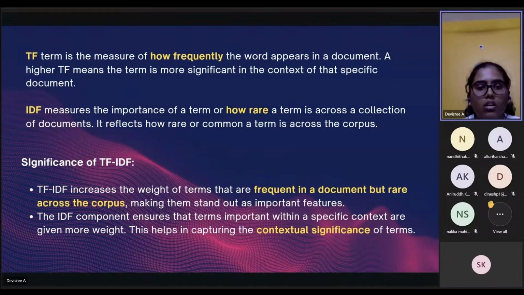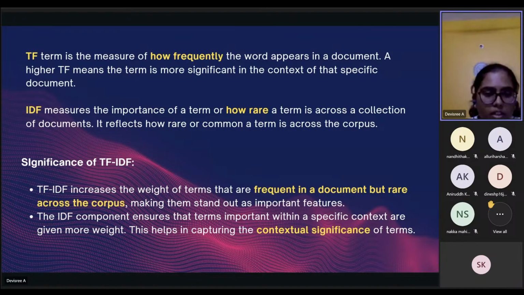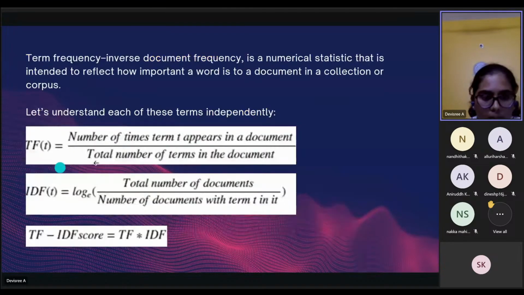So a higher TF value means that that word is more significant in the context of that document. Okay, and IDF measures how rare the term is across the corpus. So let's see how. For example, words such as the, and, is might occur in all the documents more or less, and many times. They occur very commonly.